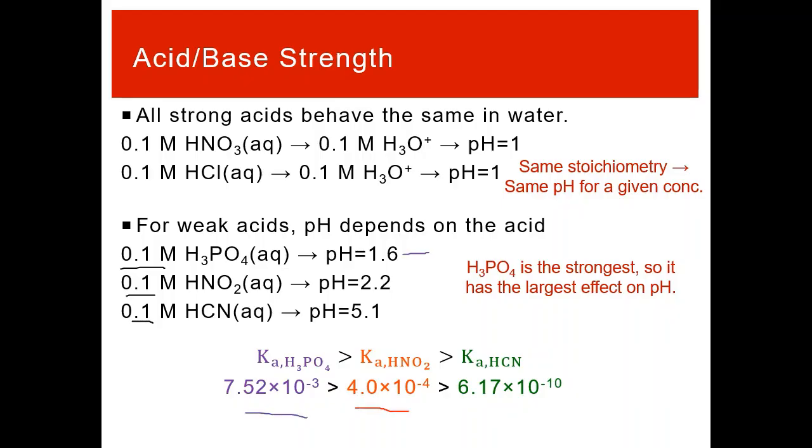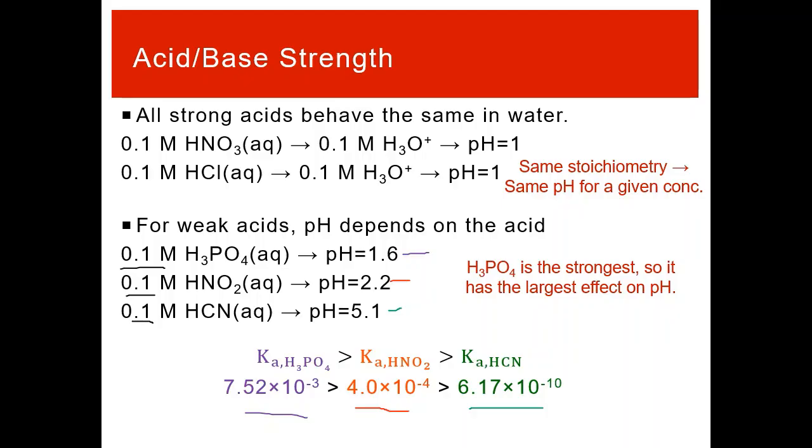HNO2 is the medium, kind of middle of these two. It has the middle pH. And we can see that HCN has the lowest Ka and then the highest pH. And so when we're looking at this, we can see that sort of relative positioning here.